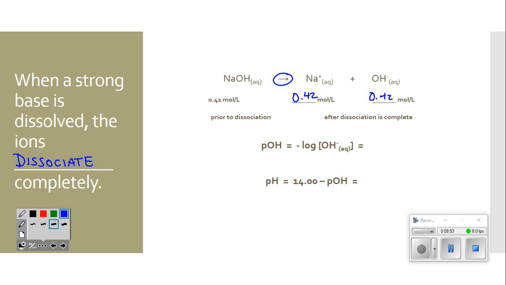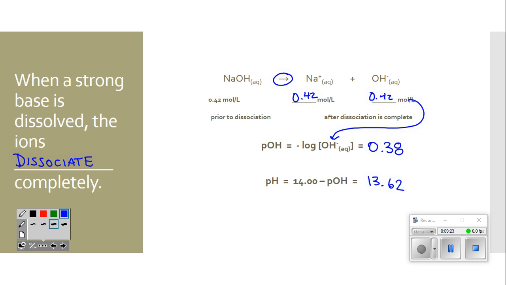If I want to calculate the pOH, I take this concentration, which you'll notice is the same as the one that was given in the question. It gives 0.38. If I wanted to know the pH of this solution, I would do 14 minus the pOH, giving me 13.62.